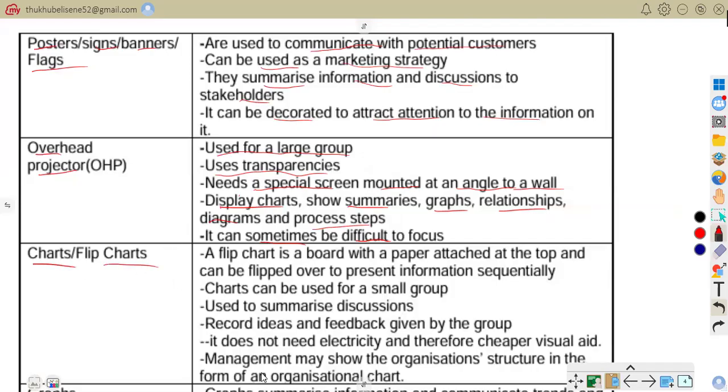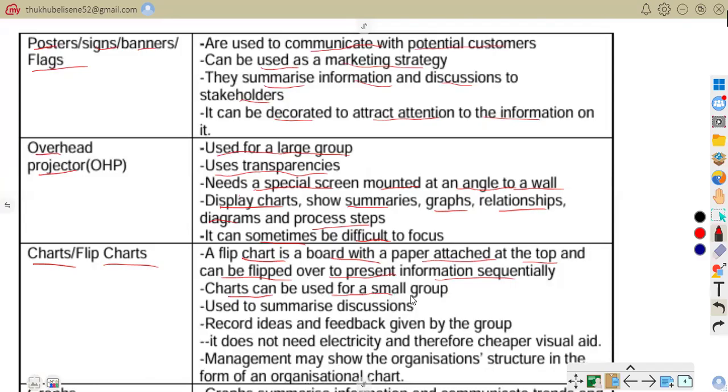Charts or flip charts. As it says, a flip chart is a board with paper attached at the top and can be flipped over to present information sequentially. Each page is turned over and new information is presented, like writing one idea per page during a workshop.